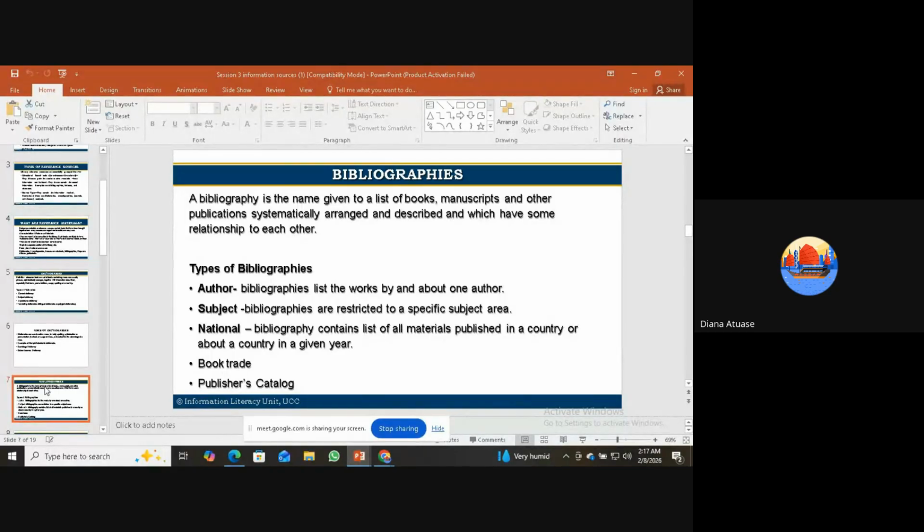Then we have the national bibliography. The national bibliography is the list of publications in a country or about a country in a given year. So in Ghana, we have the national bibliography, and it contains publications about Ghana and in Ghana in a particular year. So let's say last year, 2025, we can have a national bibliography of that, containing all publications in that particular year.